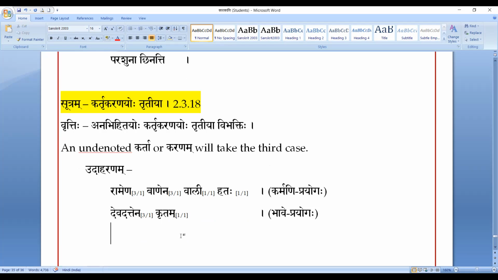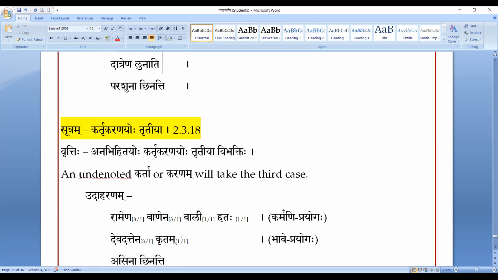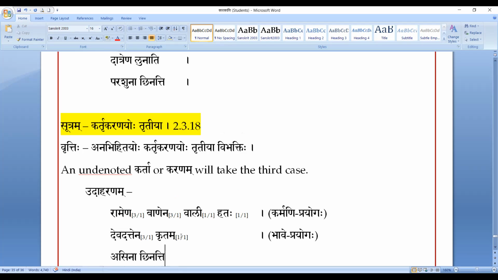Then this is an example where only Karta is there. Another example where only Karana is there: Asina Chinnati. Already the same example was given: Datrena Lunati, Parashuna Chinnati. Similarly, Asina Chinnati. Kaha, someone, Ramaha. Here the Kriyapadam is Chinnati, Pratama Purusha Ekavachanam. Therefore, some Karta is there, that is not mentioned. That's okay. Even if it is not there, it is understood.